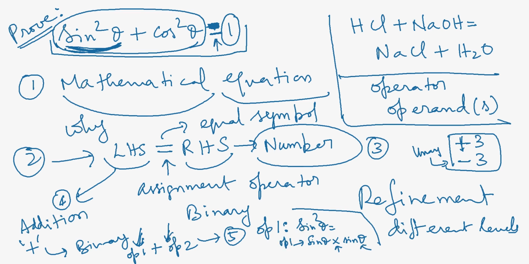So the beauty is, there comes a question: operand 1 and operand 2 are both the same. Then comes the beautiful point that here sine theta is also a trigonometric operator. Do you get that?